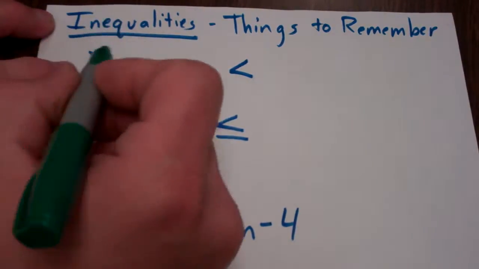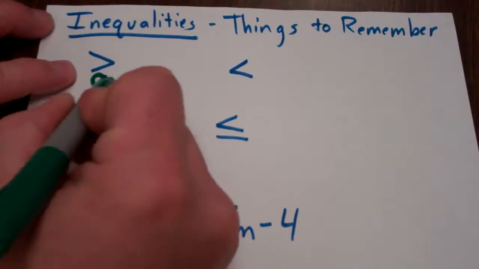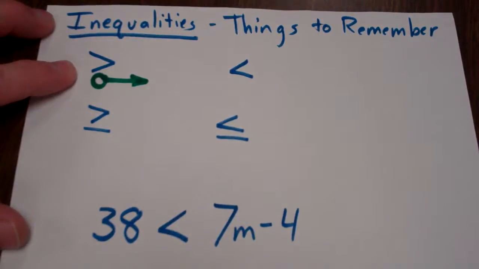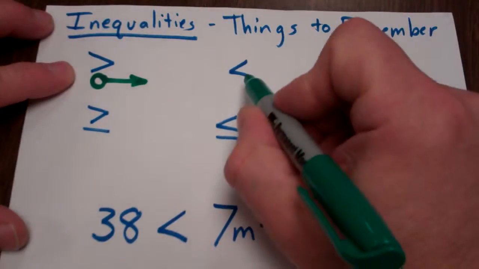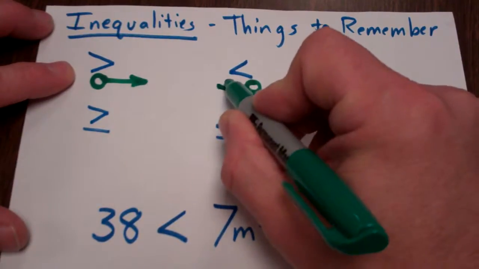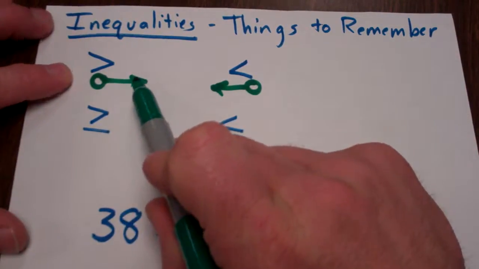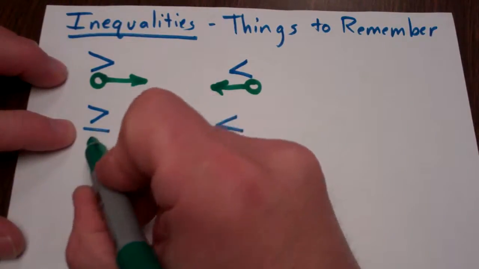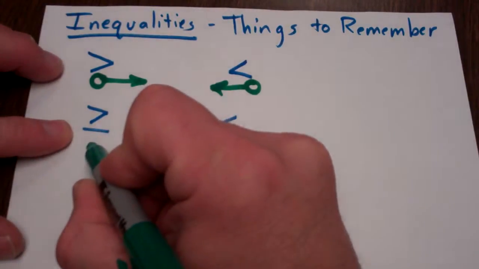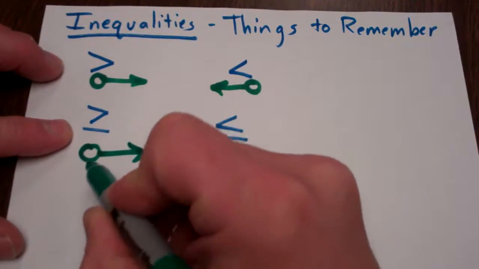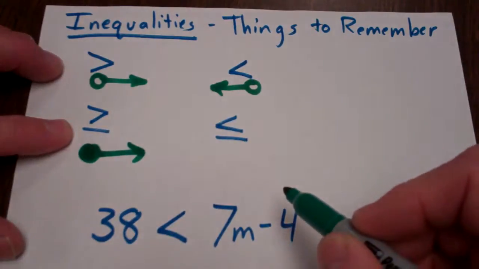This is called a greater than. It's graphed with an open circle pointing to the right. This is a less than, open circle pointing to the left, because we're graphing all the numbers less than it, not all the numbers greater than it. The only thing that changes is when you go to a greater than or equal to, that line on the bottom means greater than or equal to. That's a greater than. Filling it in means greater than or equal to.